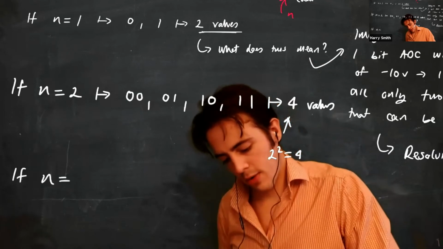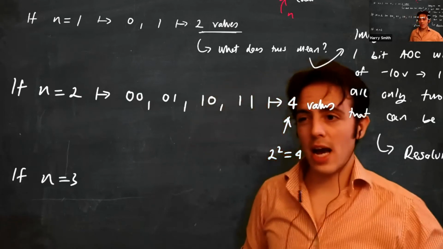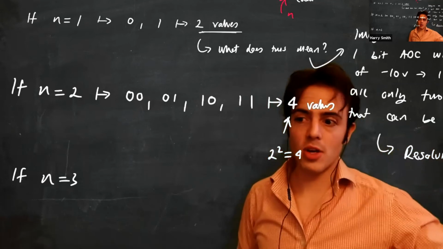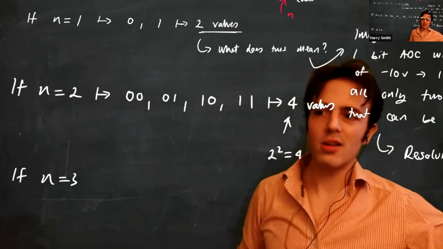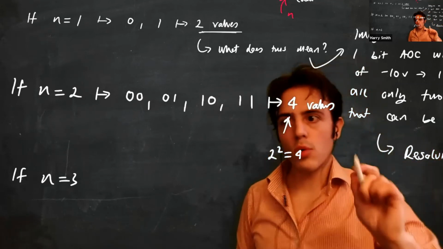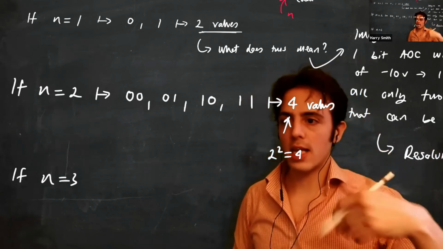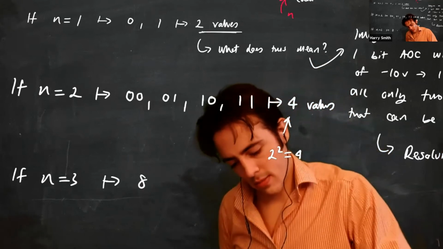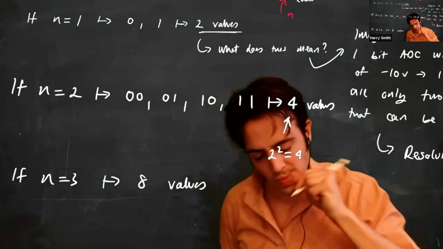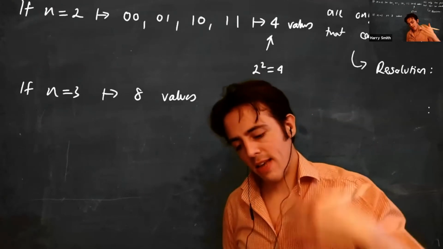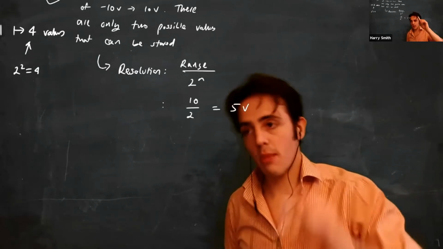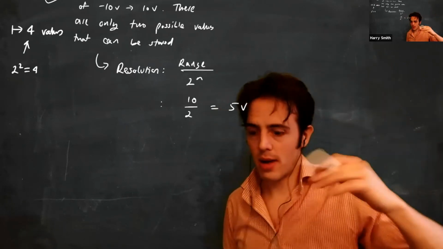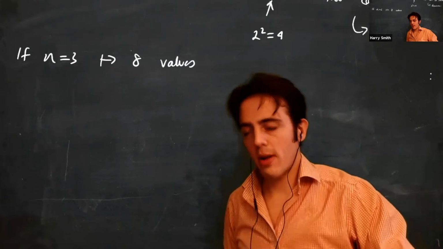If n is equal to 3, well, we don't need to write them down. We could have 0, 0, 0, 0, 0, 1, 0, 1, 1, and so on. But we should know that 2 to the power of 3 gives us 8. So we have 8 possible values. And that means that if we had this exact same thing, plus or minus 10 volts, we would have 8 possible values.